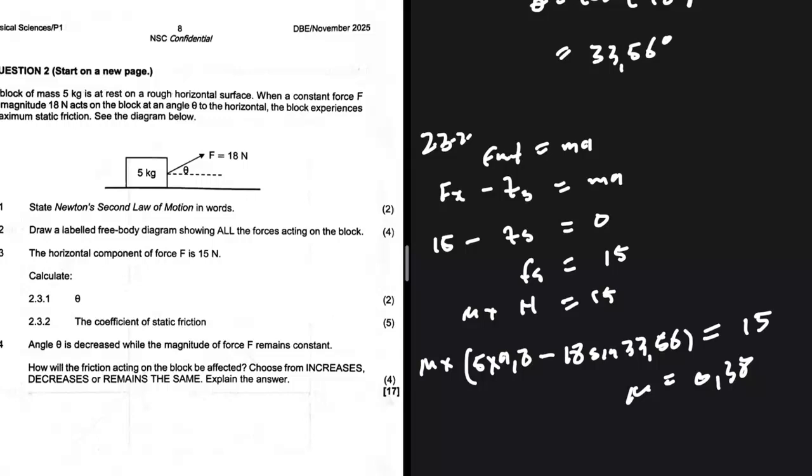2.4, angle theta is decreased while the magnitude of force F remains constant. How will the friction acting on the block be affected? Choose from increases, decreases, or remains the same. Explain your answer. So let me know in the comments, which option did you go with? Increases, decreases, or remains the same? Let me know in the comments.